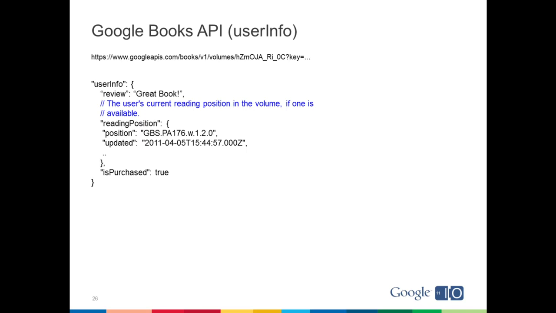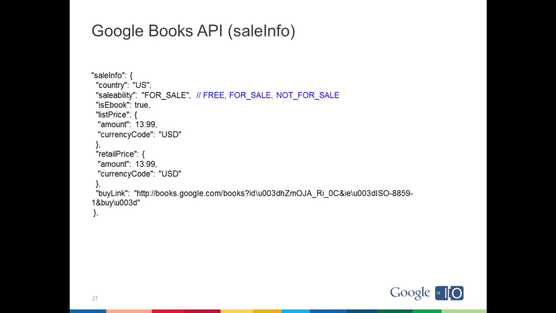And user information. So we have the review, the page position, so that's the position where the user last left off, as well as if they purchased it or not. Sale information, so this is sale information for the book. We're currently only in the US, so it will have the US dollar price, list price and the amount, and the buy link, so you can put that link on your page.